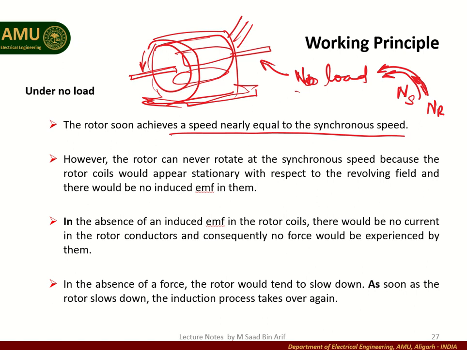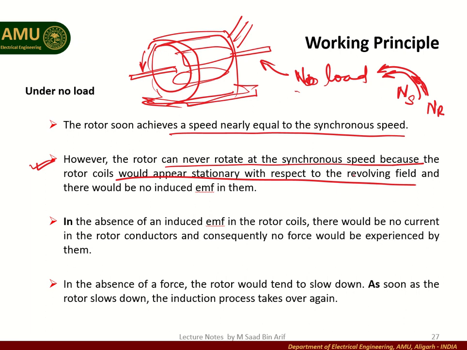Now however, the rotor can never rotate at synchronous speed. Why is it so? This is the reason. What we have seen is that voltage is induced because there is a relative motion between the rotating field and the rotor conductor. Rotor conductors are stationary and the field is rotating, so there is relative motion between them. Due to that relative motion, voltage is induced in the conductor. Now if the speed of the rotor is nearly equal to the synchronous speed, then the rotor coil would appear stationary with respect to the revolving field.